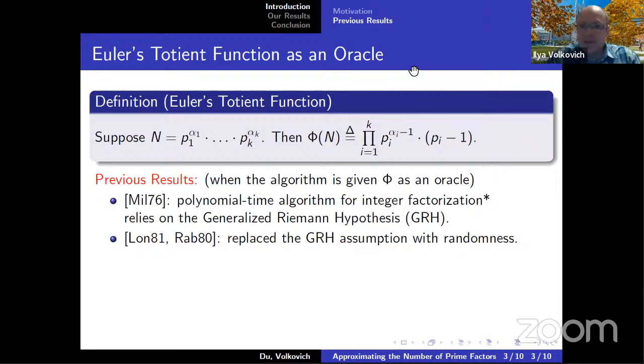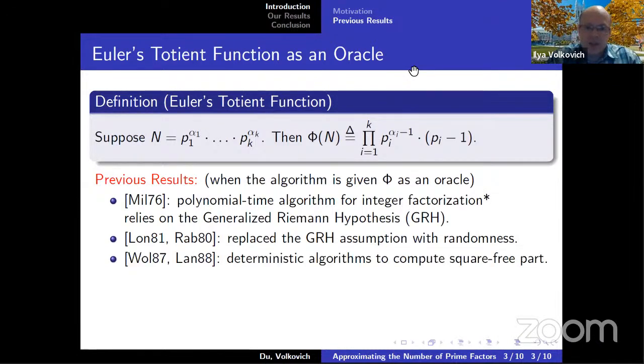Since then, the next logical step is, okay, can we now also get rid of the randomness? Can we have a deterministic algorithm? There's been work in that direction. We don't know how to answer this question completely, but a few steps have been made. Specifically, Wall and Landau showed that you cannot compute, maybe not everything, but you can compute what's called the square-free part of an integer if you have access to this function.